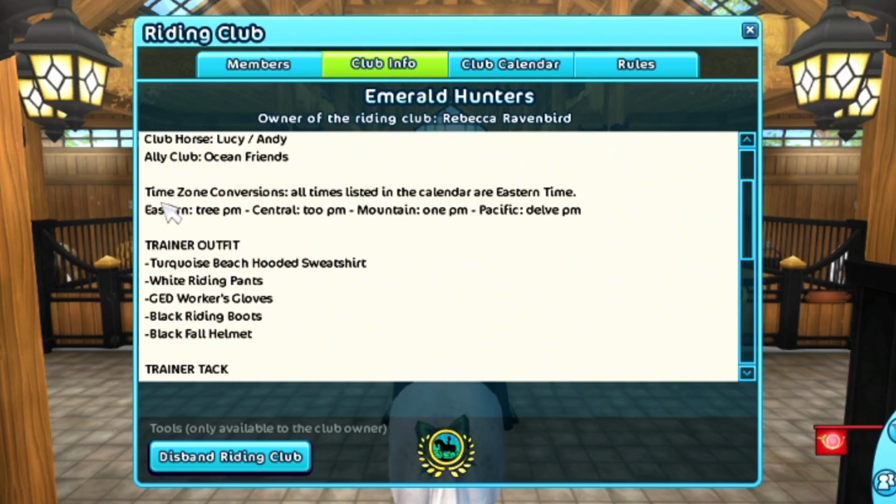This next part is the time zone conversions, and this is probably the most important piece of information on this particular tab. Time zones are really important to keep in mind because not everybody lives in the same state that I do, and not everybody lives in the same state as you do. The times are always listed in Eastern Time.